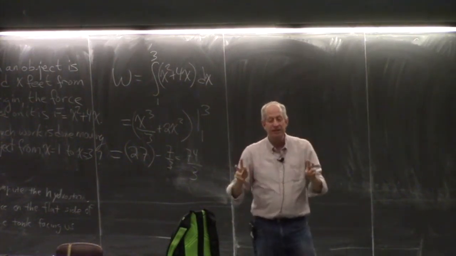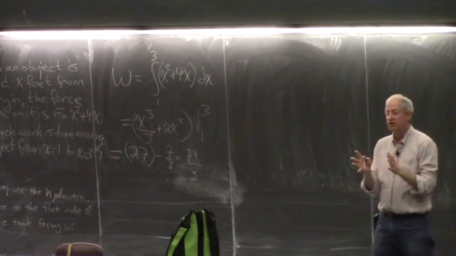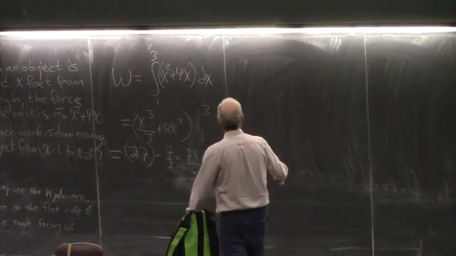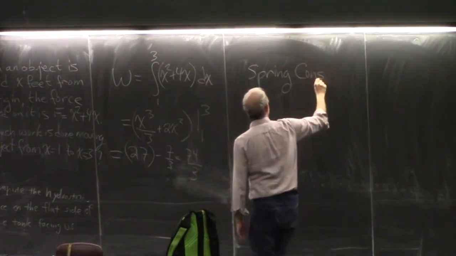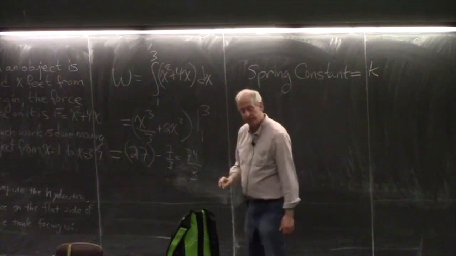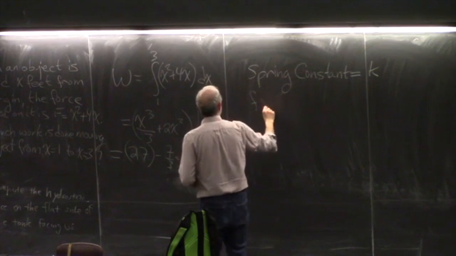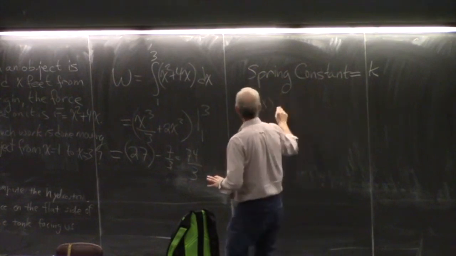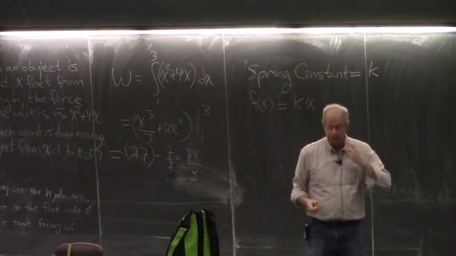And the springiness of a spring is called the spring constant. It's how hard it is to push it or how hard it is to pull it apart. It's really just a measurement of how difficult it is to push or pull a spring. And we call that K. The force required to stretch a spring a distance x or push it a distance x is K times x. Very simple. It's linear.